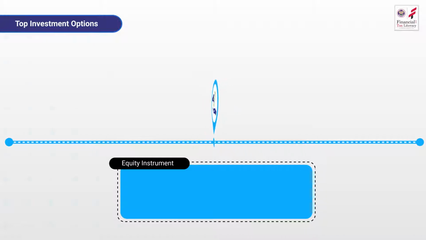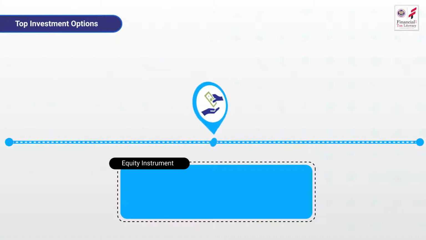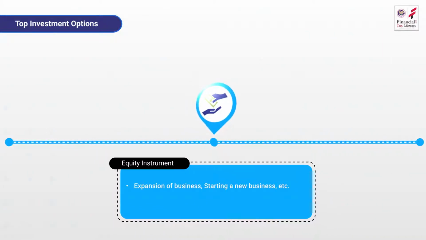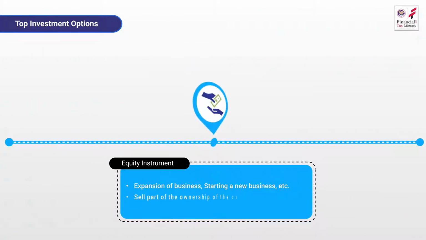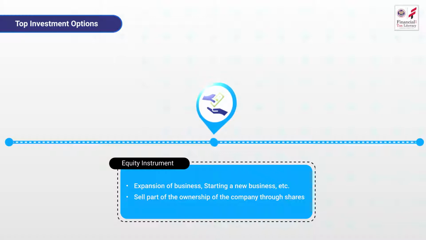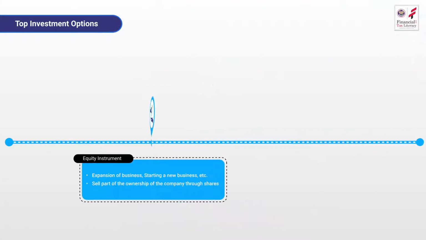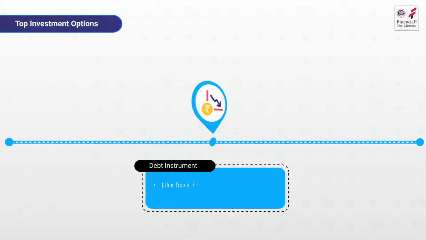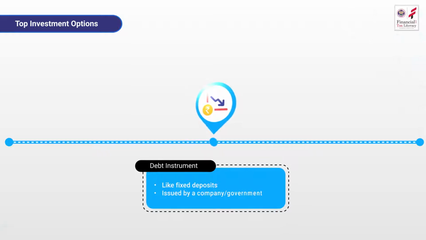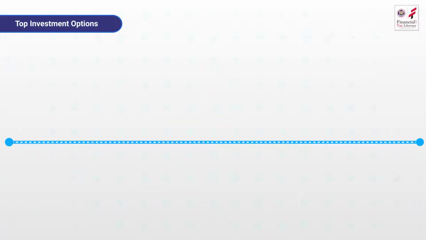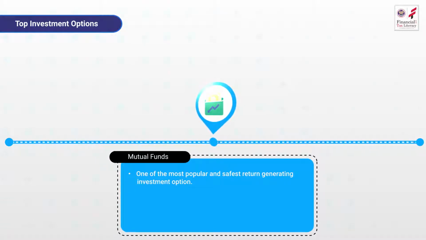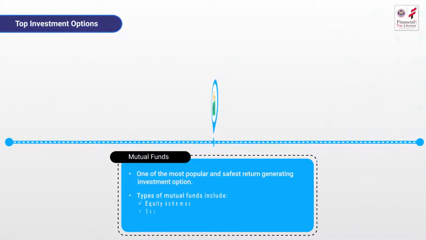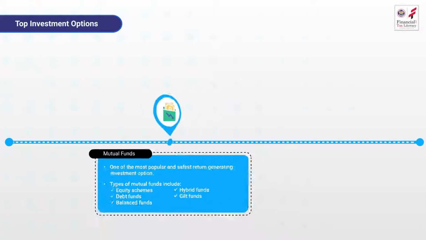Equity is used when a company wants money for reasons like expansion of business, starting a new business, etc. It sells a part of the company ownership through shares in return for equity. Debt instruments are like fixed deposits which are issued by a company or government. Mutual funds are one of the most popular and safest return generating investments. The various types are shown here.